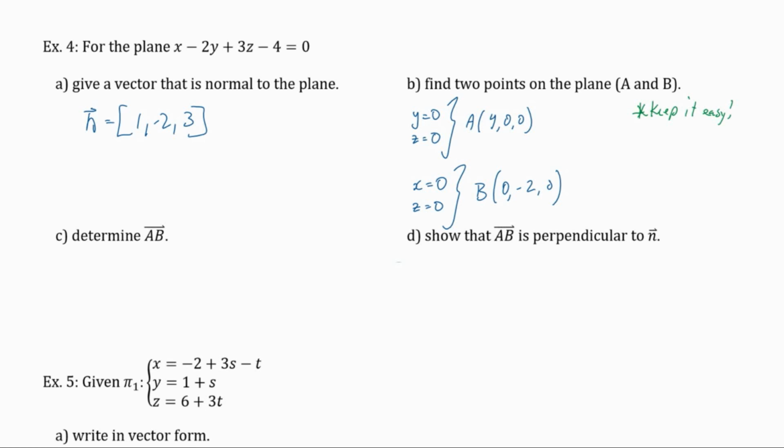Now it wants me to find AB, subtract backwards. So that's 0 minus 4, negative 2 minus 0, and 0 minus 0. So there's vector AB, right? I can just do that in my head. I don't need to show any work for that. And show that AB is perpendicular to N. So now we're seeing what the point of all of this was. The normal vector, which we already have, and any direction vector parallel to the plane will have a dot product of 0. So this was just taking us through the process of doing a bunch of stuff and then checking that this is true.